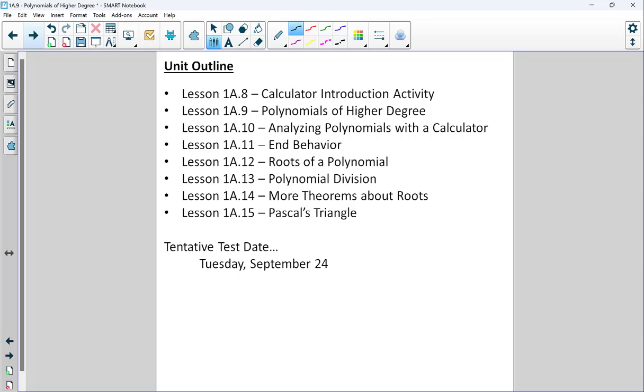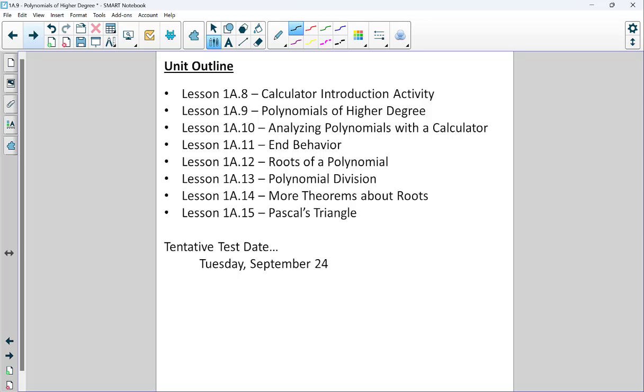Unit 1, Part B will focus on rational functions. But in order to work with rational functions, we have to have a strong understanding of polynomials. And in order to work with polynomials, we need to have a strong understanding of graph analysis and factoring. So these are the topics that we're going to look at.